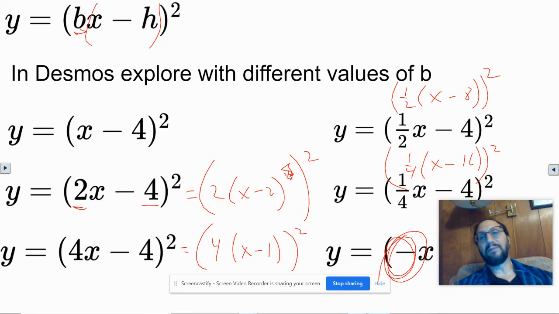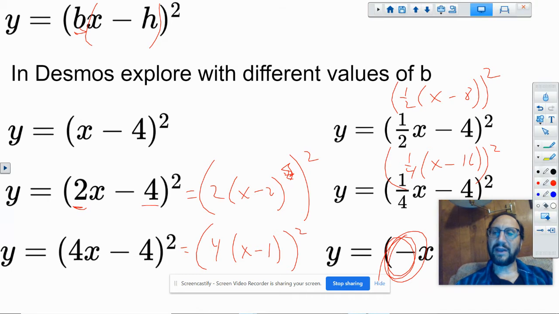We know that if we negate the y values, it's going to flip it over the x-axis. If we negate the x value, it's going to flip it over the y-axis.